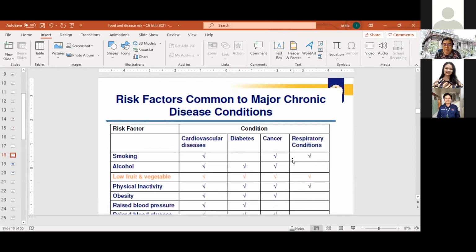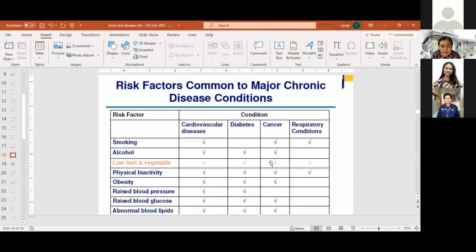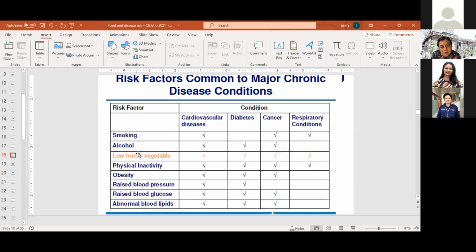The risk factors are common. Yes, we learned before: low intake of fruit and vegetables. That's why in Germas, Gerakan Masyarakat Sehat, the first is you should consume more fruit and vegetables. I think with the pandemic, the consumption of fruit and vegetables increased because of the situation. Also smoking, alcohol consumption, physical inactivity.